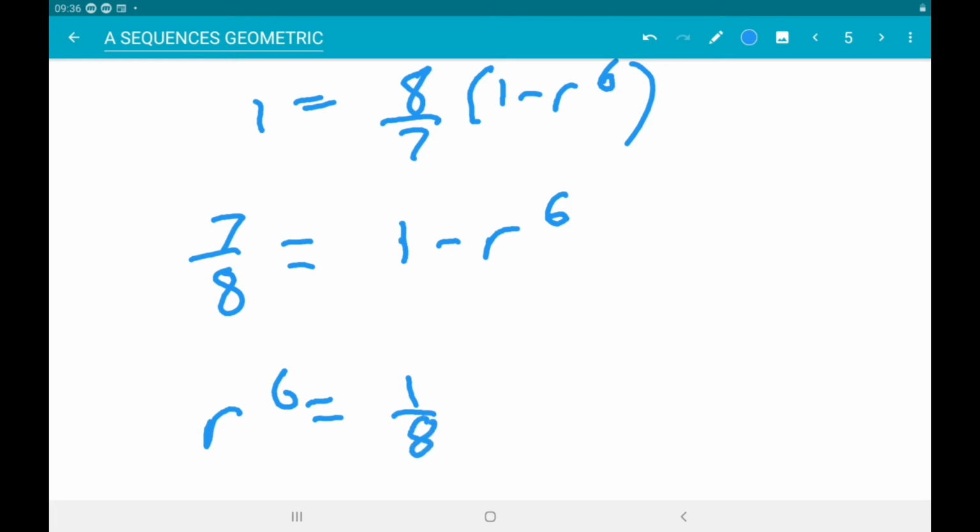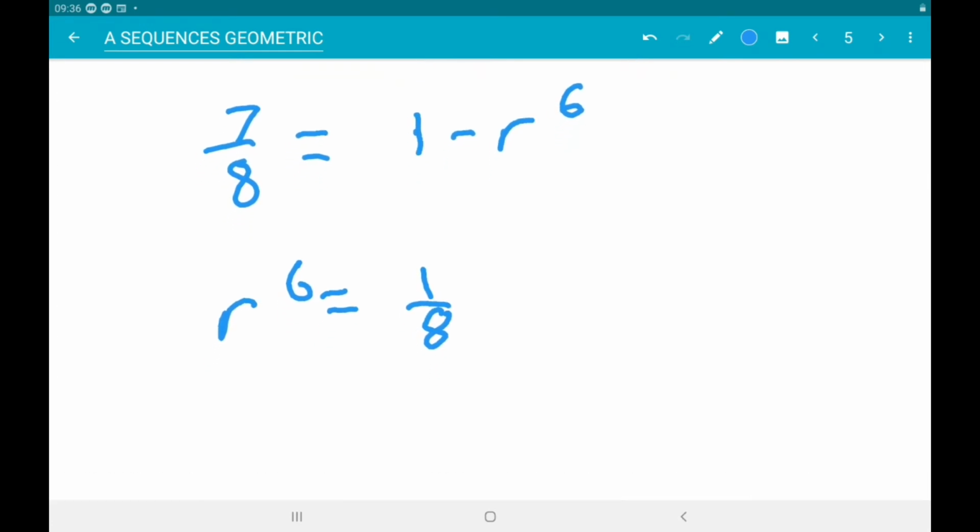Alright, nearly there. Now, you can either use your calculator at this point, or both sides are a cube number, so if we cube root both sides, we get r squared is 1 over 2. So then square root and we get r is plus or minus 1 over root 2.